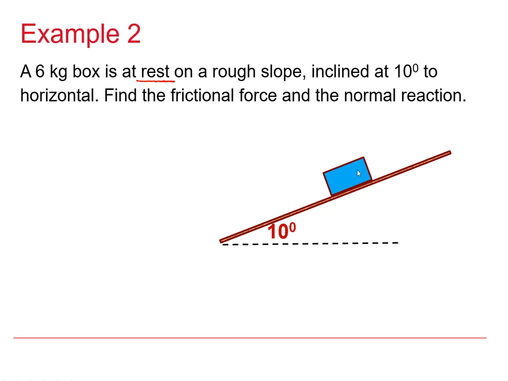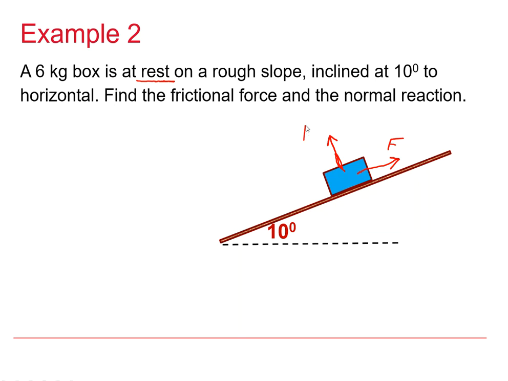Okay, so if you remember, the frictional force always acts to oppose the motion that the object is either undergoing or would undergo if the conditions were correct. Now, because we're told this is at rest, that means that the friction is stopping the box from moving down the slope. So the friction must be acting up the slope to oppose the motion the box would like to do, which is to slide down. So we can label the friction there, and of course the friction always acts parallel to any slope, and the normal reaction, remember normal means perpendicular, so the normal reaction force will also be perpendicular to the surface.